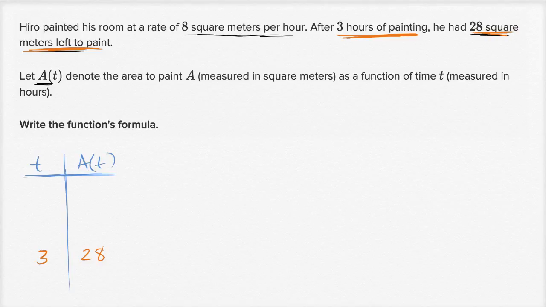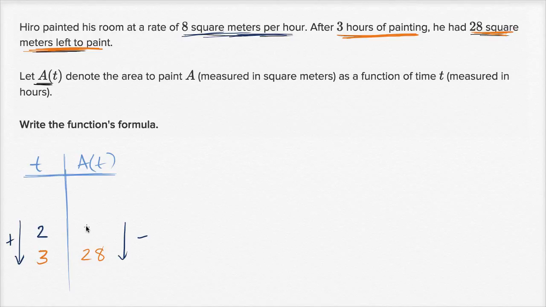So let's actually back up a little bit. Let's say after 2 hours, how much would he have had left to paint? What would A of t have been? Would it have been more than 28, or would it have been less than 28? Well, he's painting 8 square meters per hour. So every hour that goes by, he's painting more. But A of t isn't how much he has painted, it's how much he has left to paint. So he should have less to paint as time goes up. So as time increases, A of t should go down.